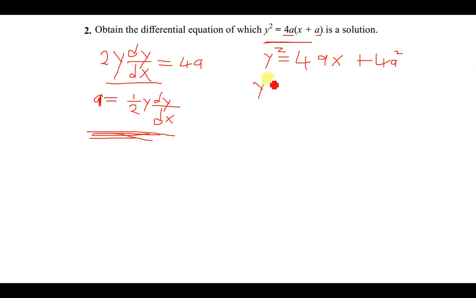So you're going to have something like this: y squared is equal to, where there is a, we put half y dy/dx. So meaning we say 4a. So we say 4 times half y dy/dx. So here what we're doing, we're using that method called eliminating the arbitrary constants. So we're trying to eliminate a. So 4, and then where there is a squared, we still put the same thing. So this is y, this is not x. In case you see it to be x, this is y.